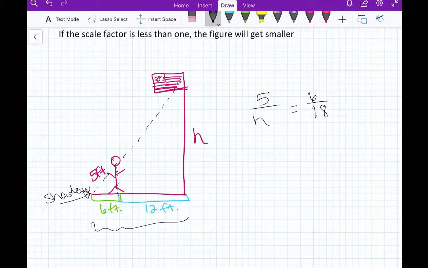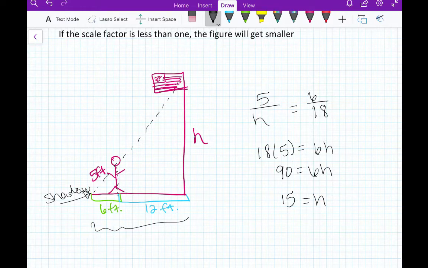So that is the proportion that we're going to set up, and then we are going to solve. 18 times 5 is what we're going to do first. 18 times 5 equals 6h. 18 times 5 is 90 equals 6h, and h would equal 15. So the height of the flagpole would be 15 feet. So that's how you can use similar figures in problem situations, and we will do some more of those in class.